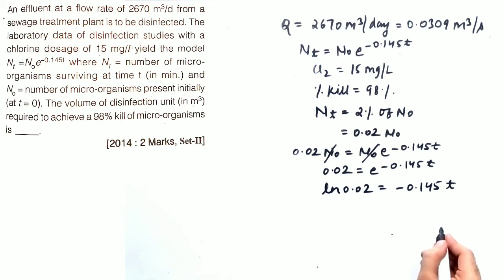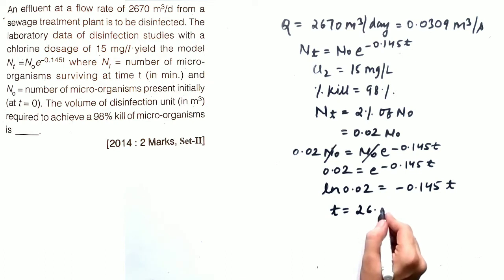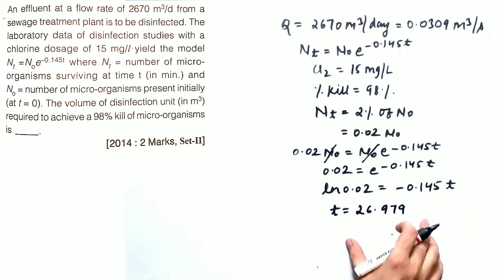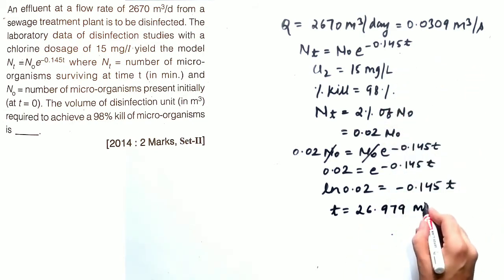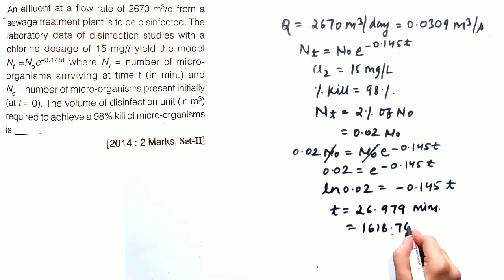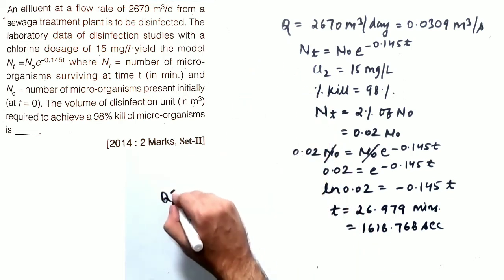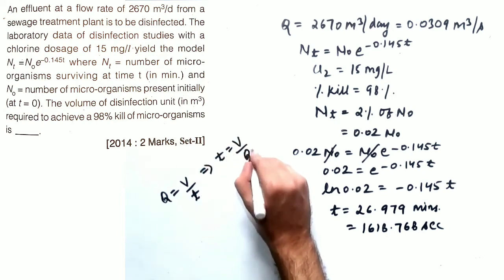When you solve this equation using a calculator, the value of t will come out as 26.979. But what is the unit of this t? Since you have derived this value from this model and t is in minutes in this model, this t will be in minutes. But you should convert the minutes into seconds, so it is 1618.768 seconds. Now you have t, you have Q. You have to find out the volume. So Q equals volume divided by time, so volume will be Q times t.